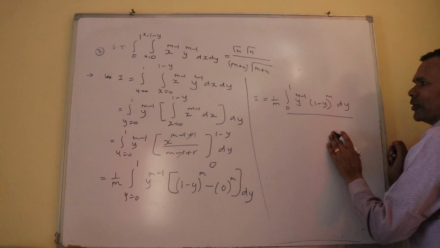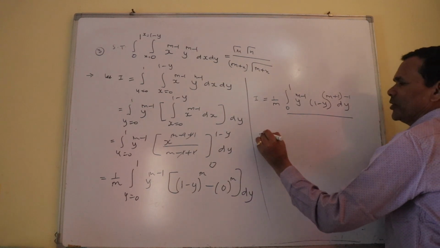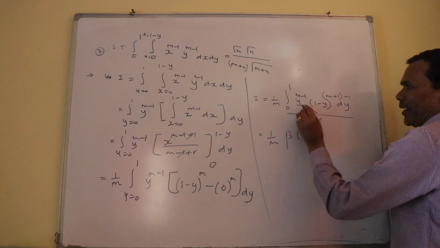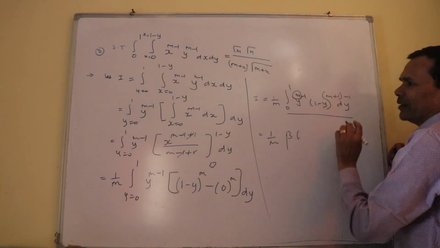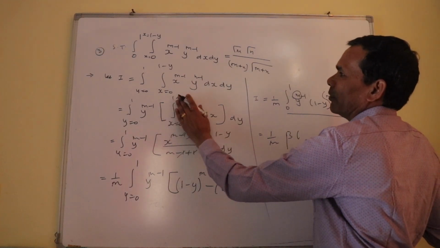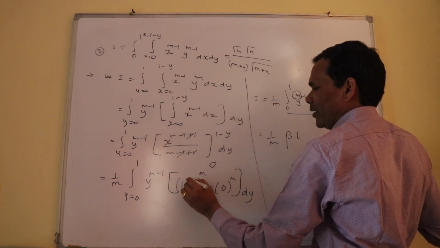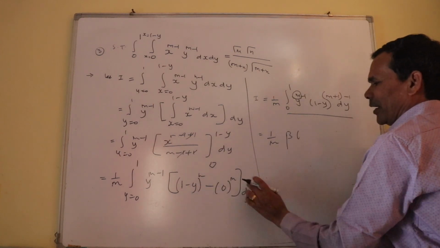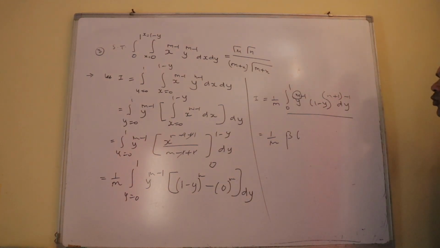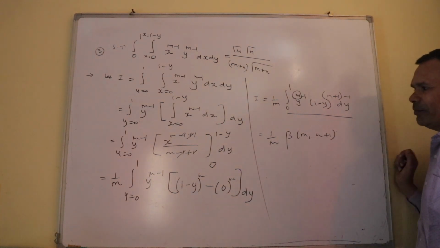Now we use the beta function here. I just add and subtract 1. So this is equal to 1 upon m by the basic integral of beta of m. This is m and this is n plus 1. 1 minus y raised to m, and y raised to n minus 1. This is n, and raised to m over here, so it is m plus 1 minus 1. So beta of m, n plus 1.